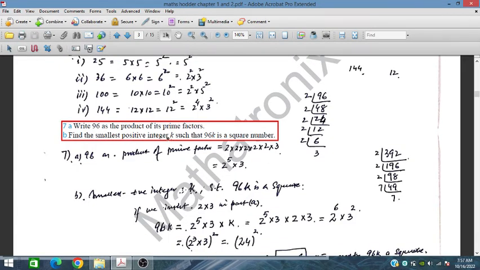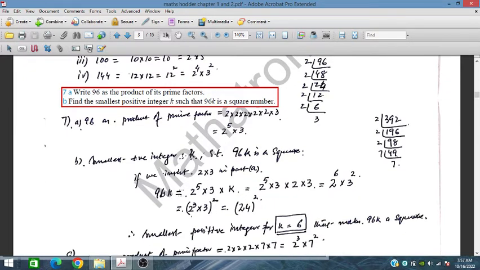Find the smallest positive integer k such that 96k is a square number. So we have to make this a square. So we write down the prime factors, 2 power 5 into 3, as earlier calculated, into k. So we need one more 2 and one more 3, so that it becomes an even power.